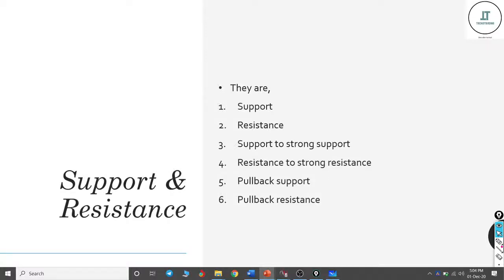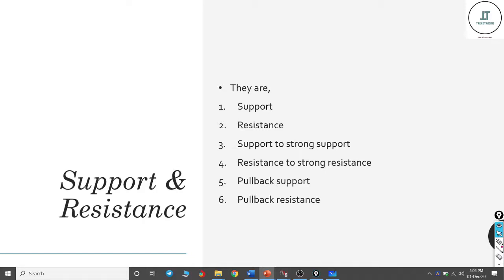So welcome back. In this session, we will discuss support and resistance. Generally, support and resistance fall into six different categories: first support and second resistance, third support to strong support, in the same way resistance to strong resistance, and at last pullback support and pullback resistance.